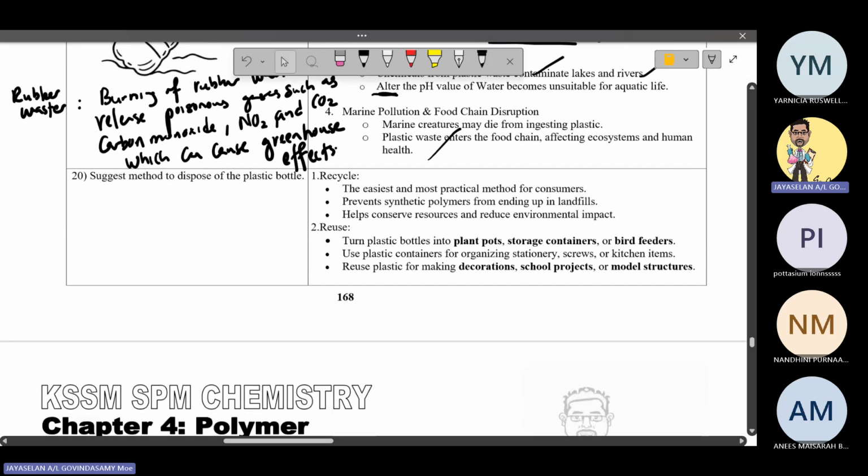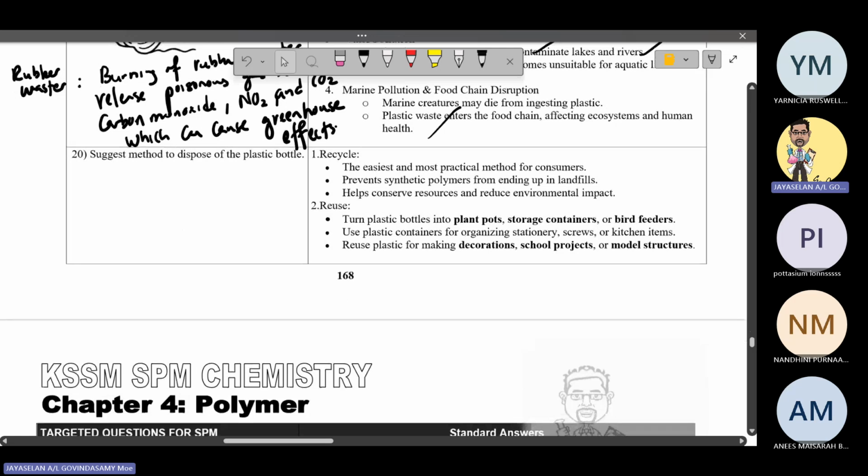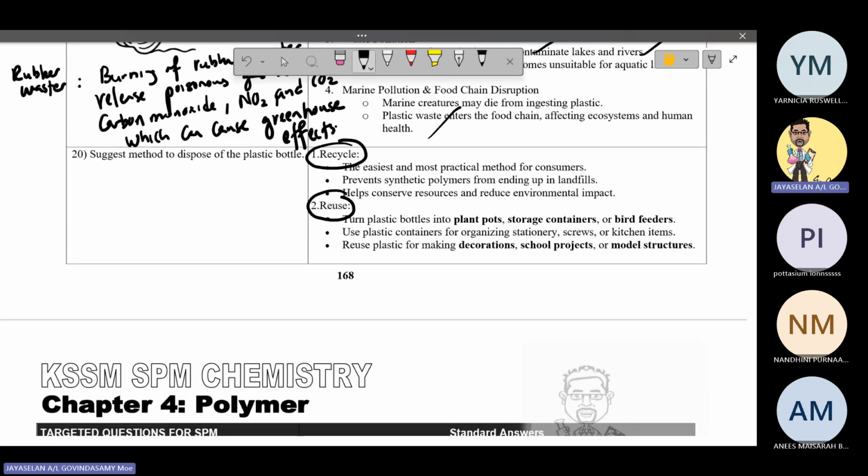Then if they ask for a method, very simple. Recycle, reuse. You already get 2 marks. Recycle, reuse. Then you explain. Recycle is the easiest way.